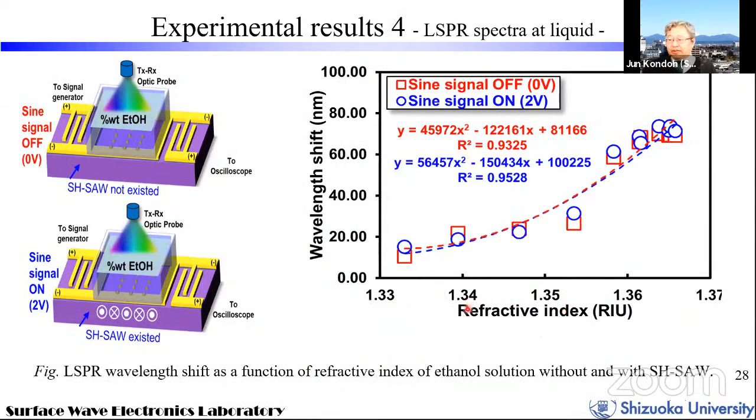Horizontal axis is the refractive index of ethanol solution, and the vertical axis is the wavelength shift. But we cannot observe any significant difference between the on condition with SHO or off condition without SHO. Therefore, for sensor application, the shear horizontal vibration is not influenced because the shear horizontal vibration does not influence the refractive index of the solution. Therefore, for sensor application, there is no influence of the SHO vibration.